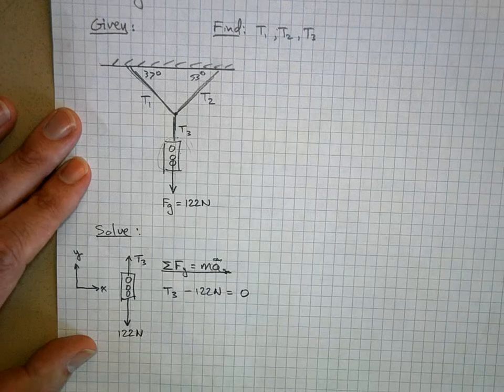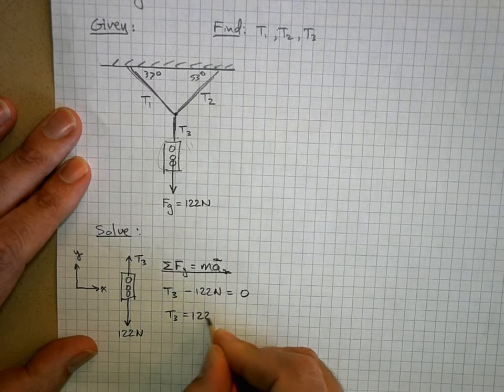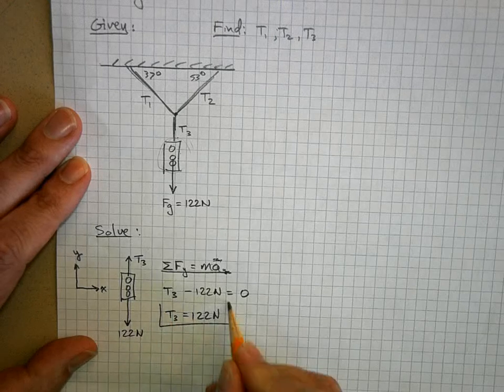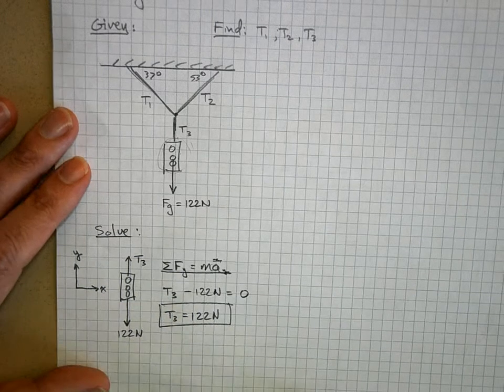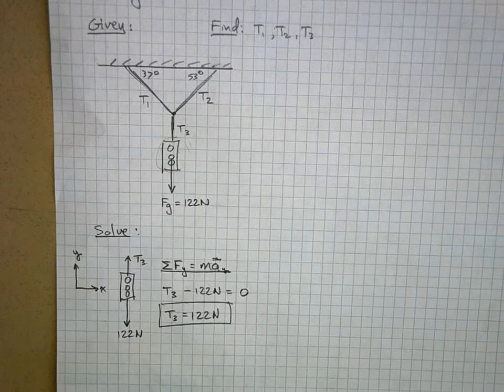That's your goal. So, in other words, T3 equals 122 newtons. Now, this was very, very easy. And you could say, why do I need to go through all that? Look, it's obvious that T3 has to be equal to 122 newtons. That's true. But I want you to learn to use this procedure. And you use it on really simple problems right now.